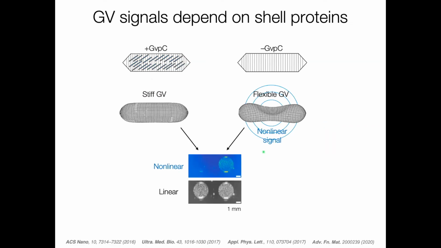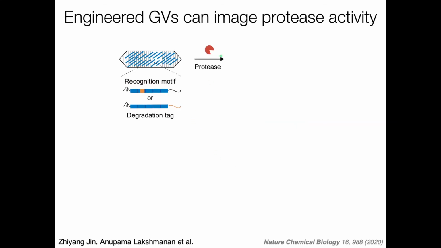And so this is an image where under nonlinear imaging, only this gas vesicle that's lacking GVPC and is more flexible produces this nonlinear contrast, whereas the normal linear ultrasound both look about the same. Okay, so what this lets us do is that now we can use GVPC as our hook for engineering gas vesicles to sense stuff. Okay, and the way we have done that initially with proteases is by engineering GVPC to contain recognition motifs that can be bound by proteases, and where the protease then can make a cut, and that takes our stiffening rod and breaks it in half.